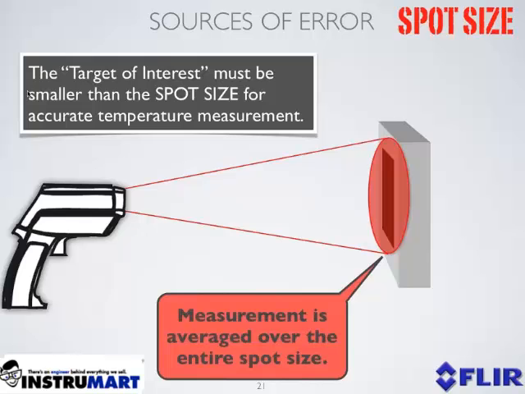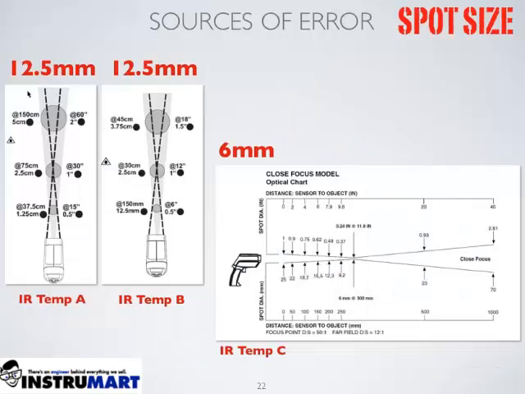On the next slide, I show the various distance to spot ratios and minimum spot sizes for the IR thermometers used in our experiment. The smallest sample area we can capture with IR temp guns A and B is 12.5 millimeters. IR temp C is a unique IR thermometer. It actually has what is called a close focus capability, and this capability allows this particular IR temp gun to measure a minimum spot size of 6 millimeters.